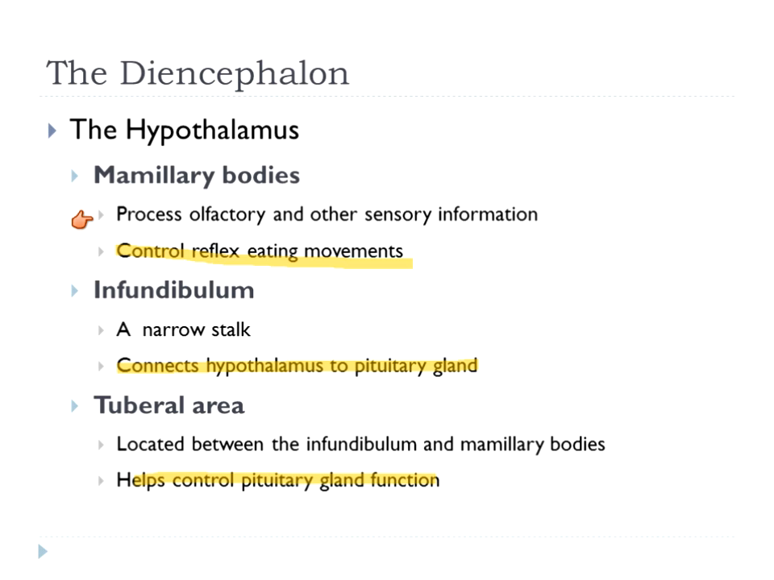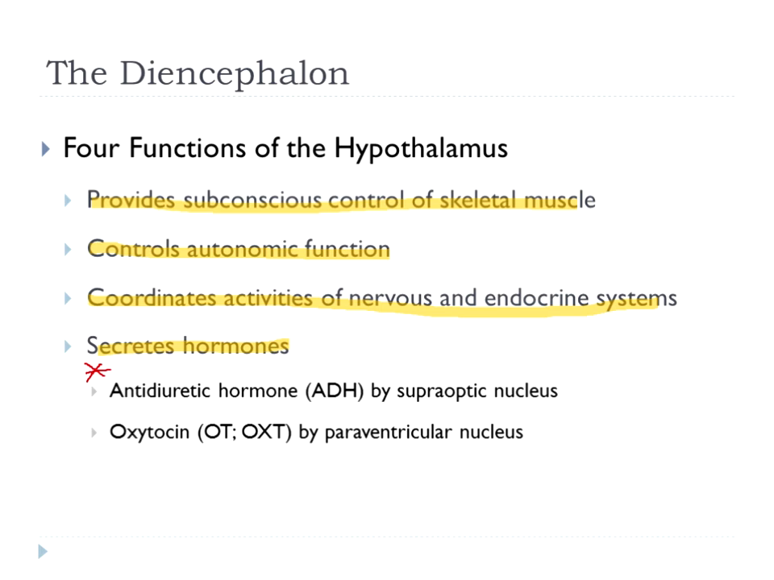You have two mammillary bodies, one on the left side and one on the right side. In between them you have the infundibulum, and that's the stalk that connects the hypothalamus to the pituitary gland. And you have the tubal area, which is even smaller, which we did not talk about. Both the mammillary bodies and the infundibulum we saw in lab class. The tubal area is even smaller. It's between the infundibulum and the mammillary bodies, and it just helps to control pituitary gland function. So that's the site of the hypothalamus where the releasing and the inhibiting hormones are going to be released from.